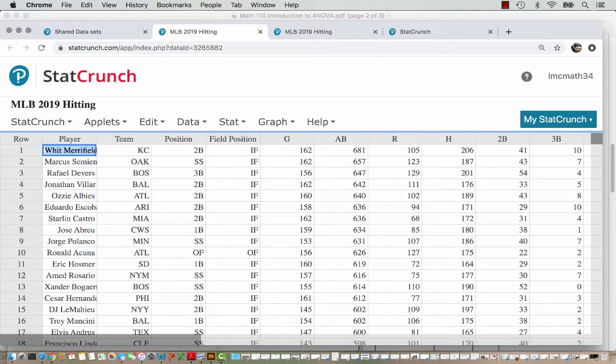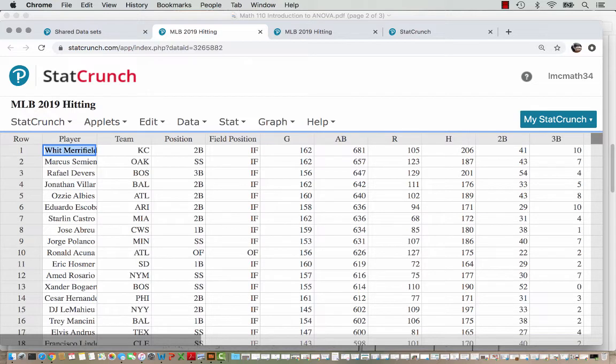Those are categorical. Positions are also categorical. And then the positions have been grouped by the field position, so we can compare infielders and outfielders with catchers, and then the players who just bat are called designated hitters, so they're noted with a DH.